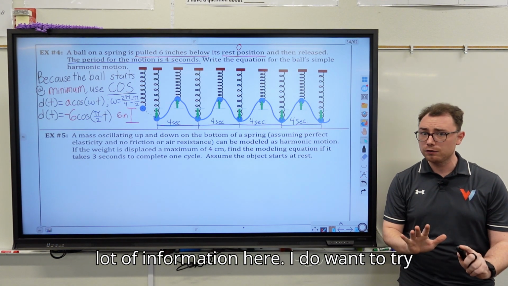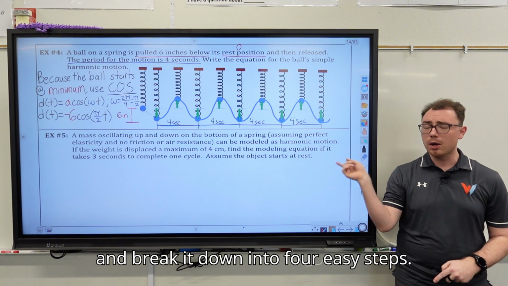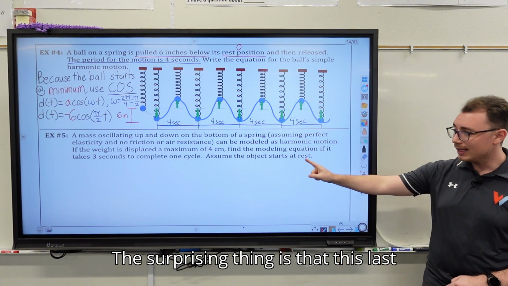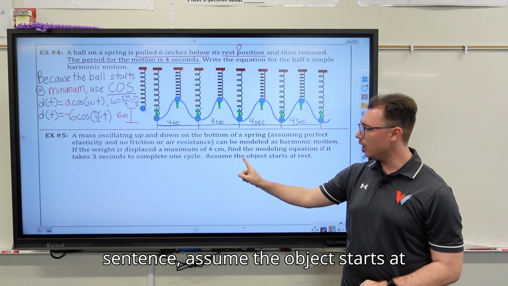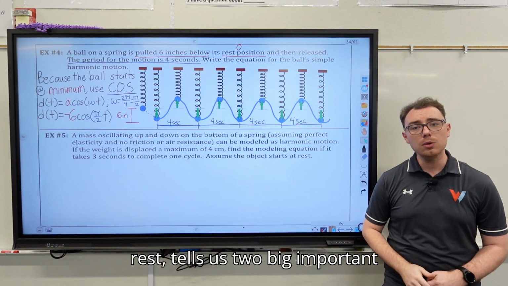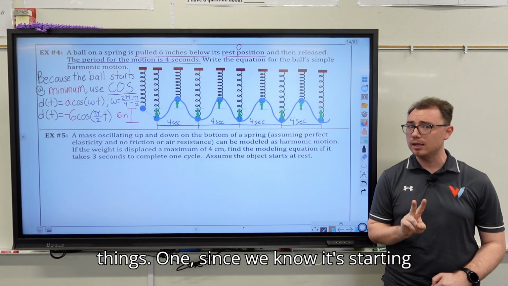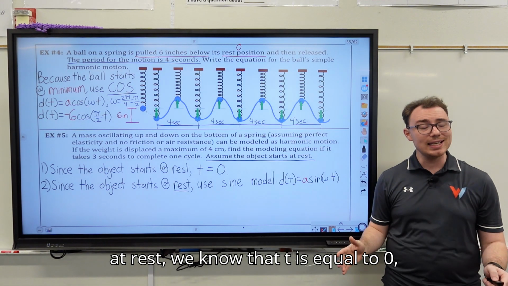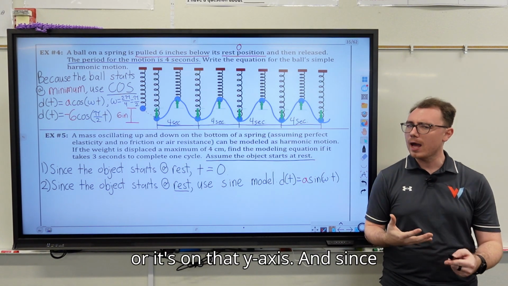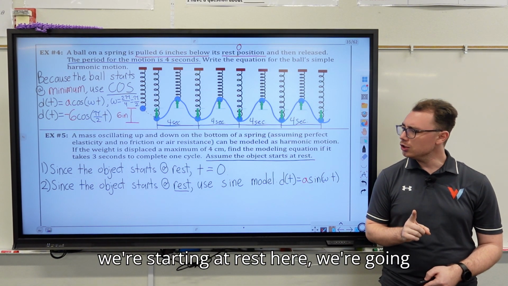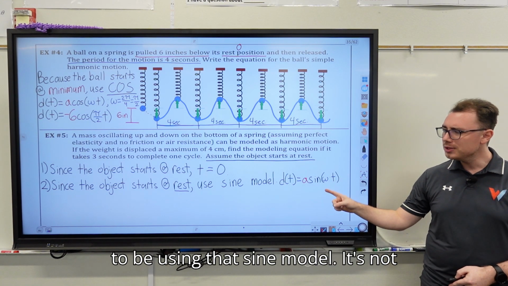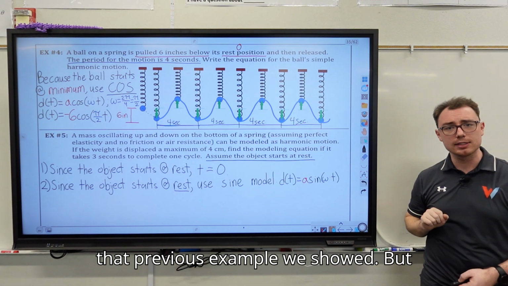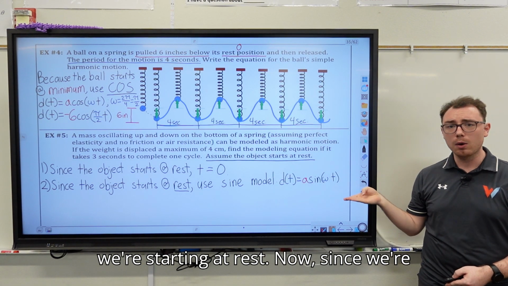Now there's a lot of information here. I do want to try and break it down into 4 easy steps. The surprising thing is that this last sentence, assume the object starts at rest, tells us 2 big important things. 1, since we know it's starting at rest, we know that t is equal to 0, or it's on that y-axis. And since we're starting at rest here, we're going to be using that sine model. It's not starting at a maximum or minimum, like that previous example we showed, but we're starting at rest.